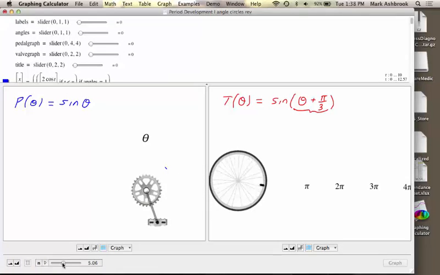Here's where the valve is starting its cycle, and now the pedal is starting its cycle. Does the valve start its cycle before or after the pedal? Before. So if that angle is ahead by pi over 3, then it's starting its cycle before the pedal. So let's see how that plays out in the graph.